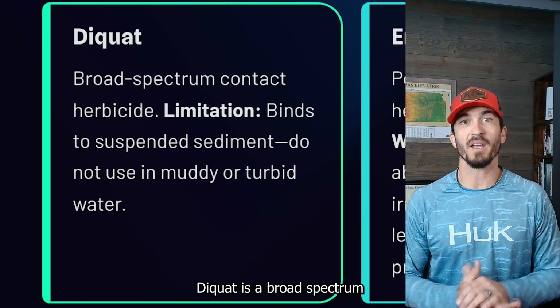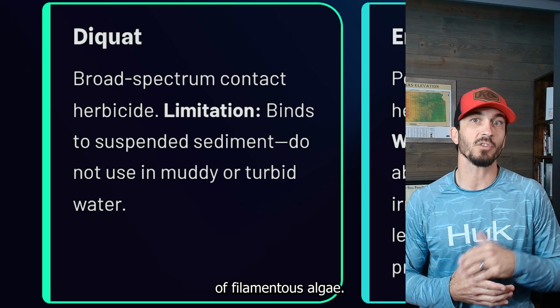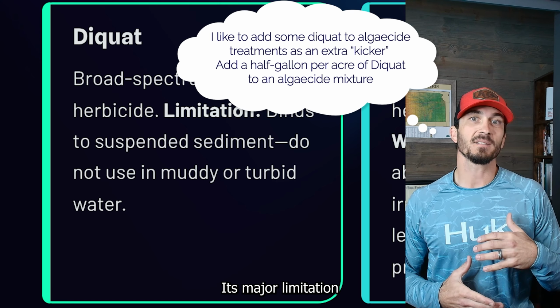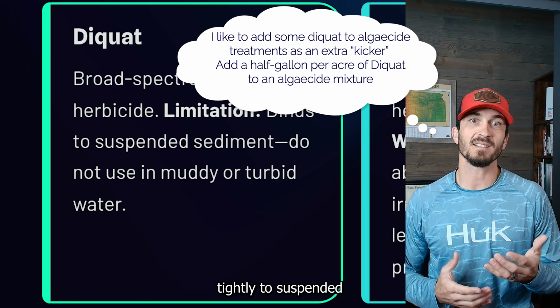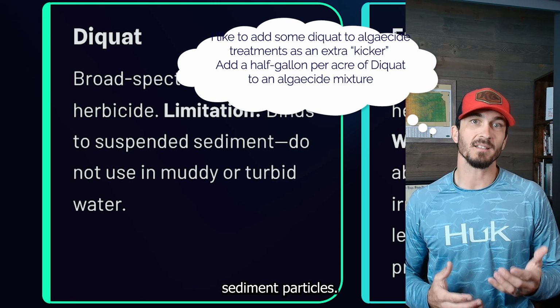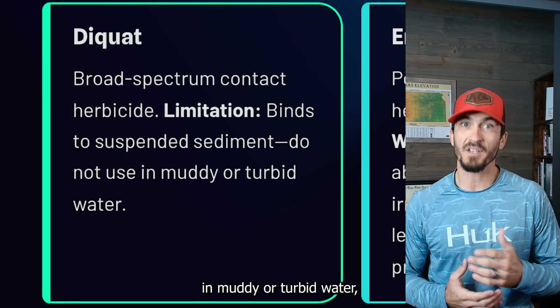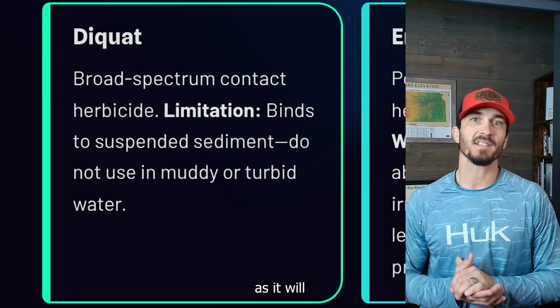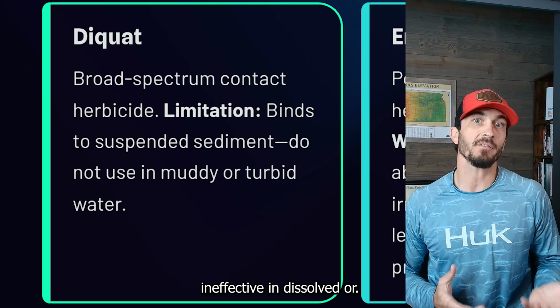Diquat is a broad spectrum contact herbicide that can control some species of filamentous algae. Its major limitation is that the active ingredient binds tightly to suspended sediment particles. Therefore, it should not be used in muddy or turbid water, as it will be quickly inactivated and rendered ineffective.